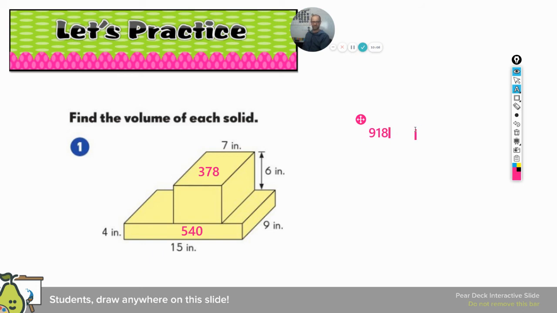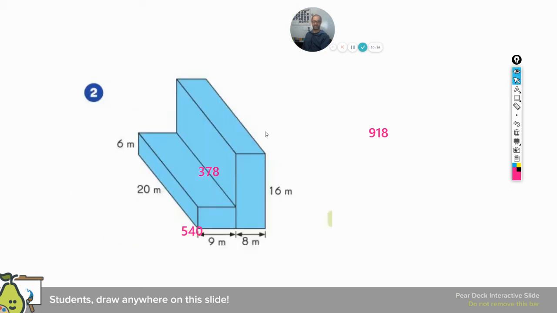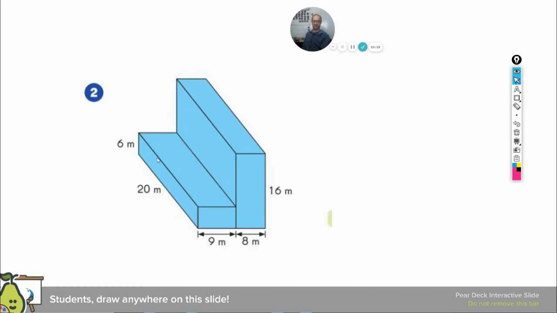All right, 918 inches cubed. I'm a people, man. Oh my gosh, I'm up to 10 minutes on this one. That's okay. This is on hand. I'm not even messing around that much, am I?